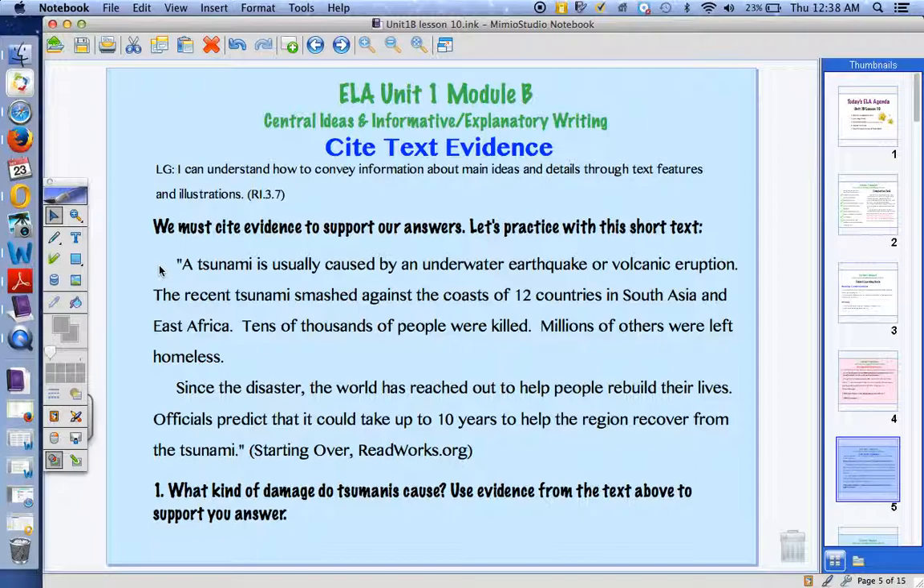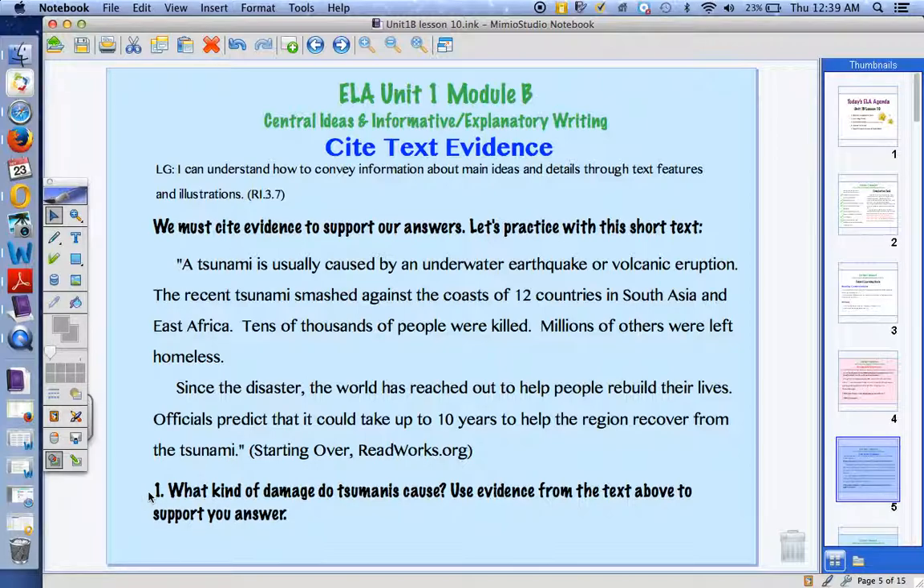A tsunami is usually caused by an underwater earthquake or volcanic eruption. The recent tsunami smashed against the coast of 12 countries in South Asia and East Africa. Tens of thousands of people were killed. Millions of others were left homeless. Since the disaster, the world has reached out to help people rebuild their lives. Officials predict that it could take up to 10 years to help the region recover from the tsunami.